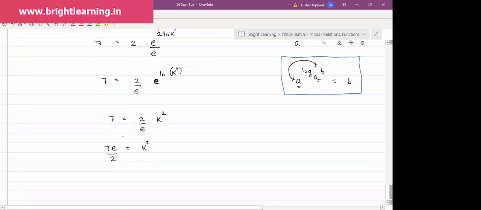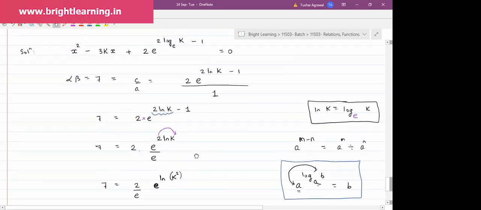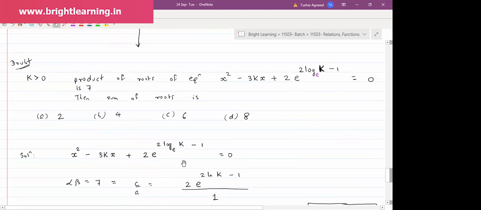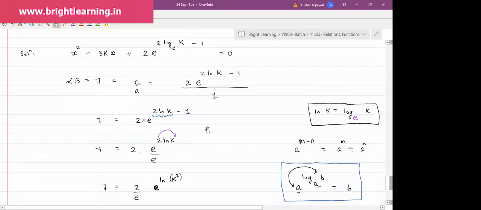Now leave it here as it is. Don't try to simplify it. E is an irrational number, 2 point something. Don't try to find the actual value of k. What he has asked is the sum of the roots. So the sum of the roots will be 3k times.